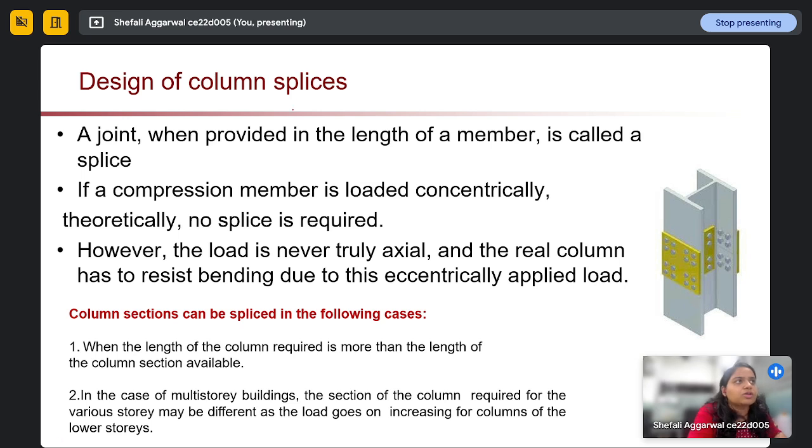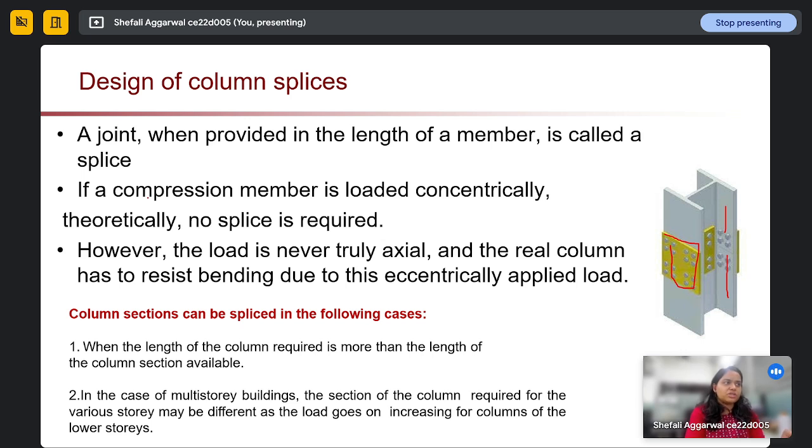Okay. So next is about the design of column splices. What exactly are column splices? These are a type of joint provided in the length of a member, normally in our column section. It is just like a plate we use to connect two different sections, and it can be of any shape. In this case, we are joining two I sections using column splices.